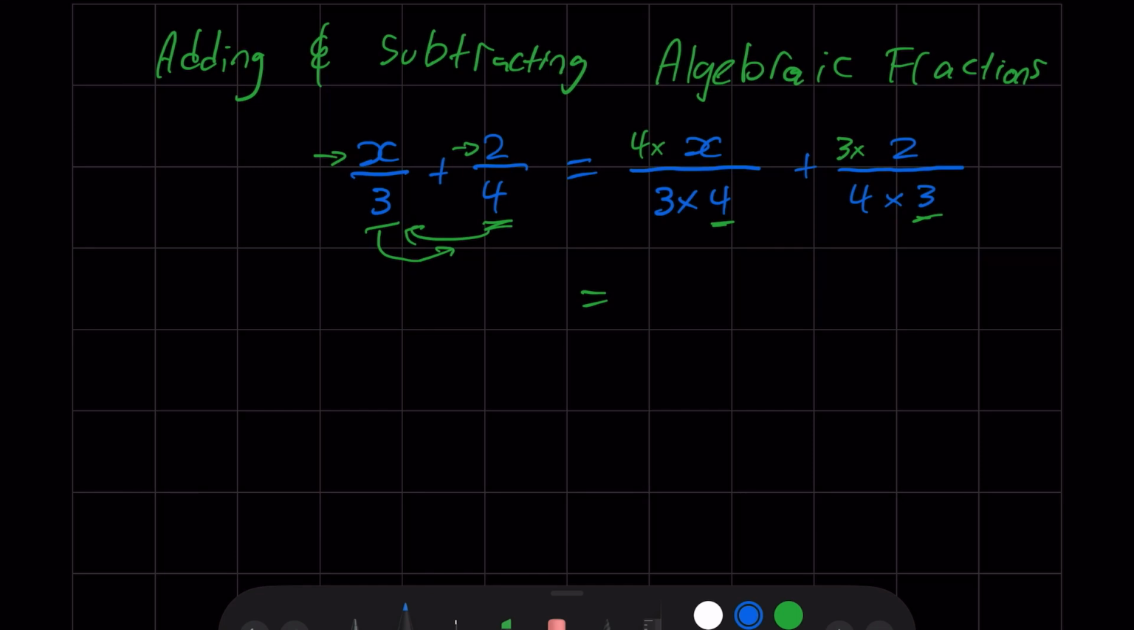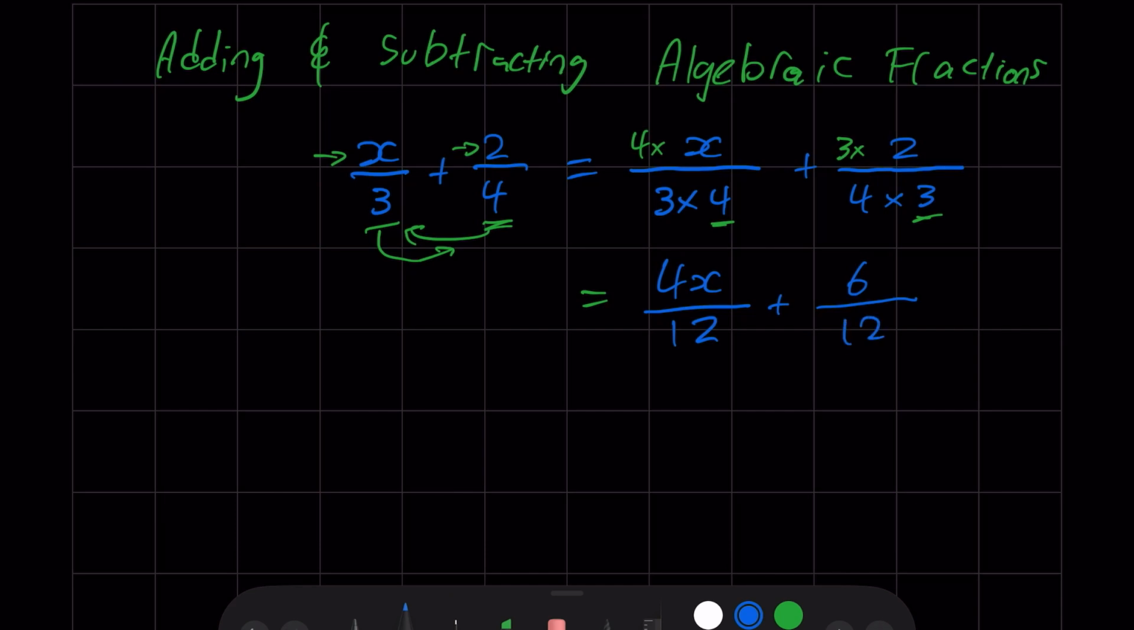So let's write this out. I'm going to answer these multiplication questions. 4 times x. 4 times x is 4x. Over 3 times 4. 3 times 4 is 12. Plus, up the top of my second fraction, 3 times 2. 3 times 2 is 6. And 4 times 3 is 12.